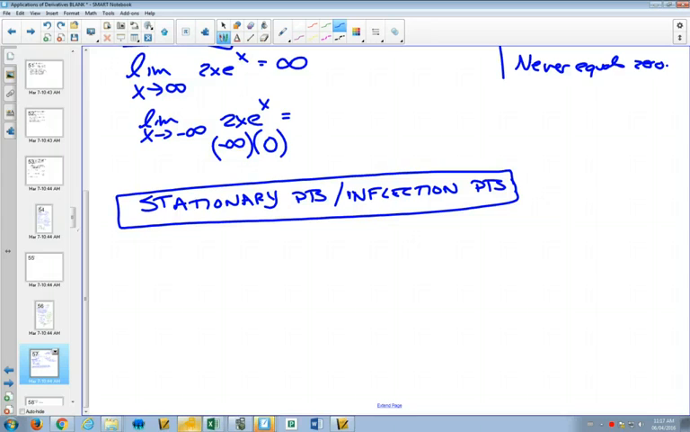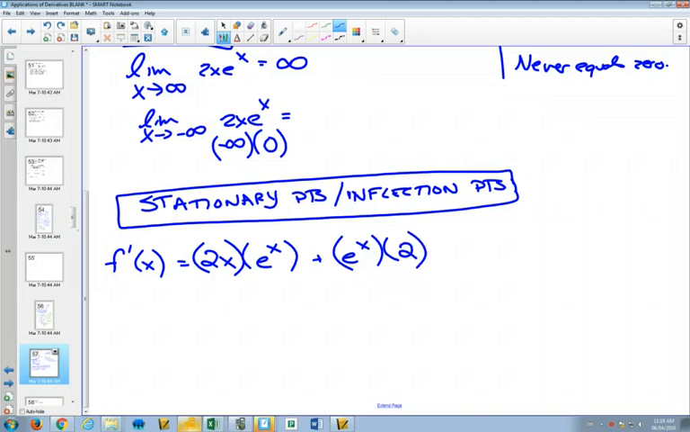So for finding our stationary points and inflection points, again, we'll do our derivative. Our derivative this time is going to have a product rule because we have 2x times e to the x. So we need to keep one of them the same. So let's say I keep 2x the same and do the derivative of the other one. What's the derivative of e to the x? E to the x. And now I'm going to keep the e to the x the same and do the derivative of 2x. And the derivative of 2x is just 2.